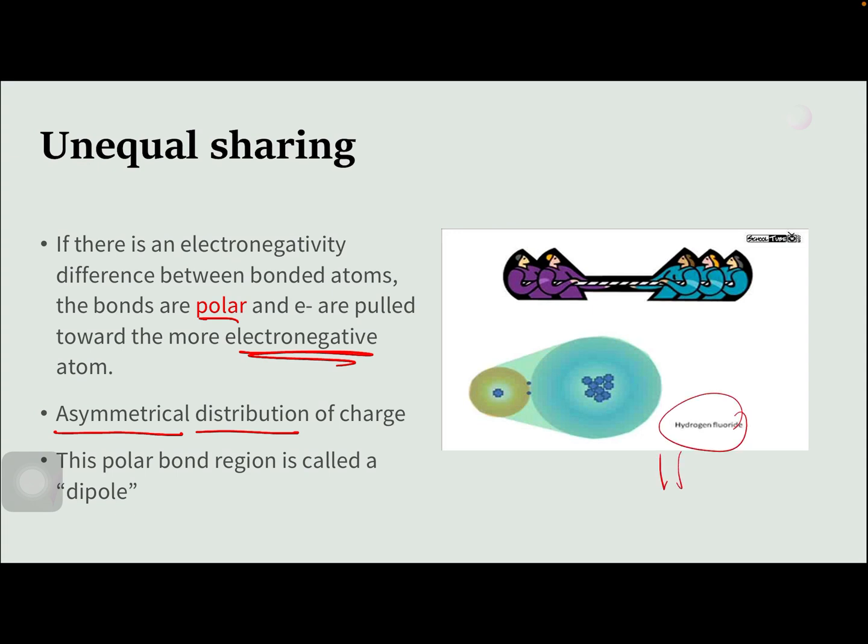So this example here is hydrogen fluoride. Fluorine is far to the right on the periodic table, so it has a higher electronegativity value. So the electrons in this bond would have a greater pull towards the nucleus of the fluorine than they do towards the hydrogen. So the hydrogen side would be partially positive, the fluorine side would be partially negative. Fluorine has the highest electronegativity value of any element.